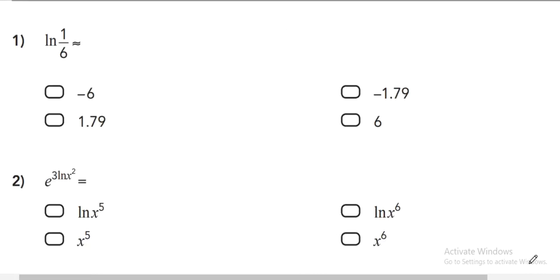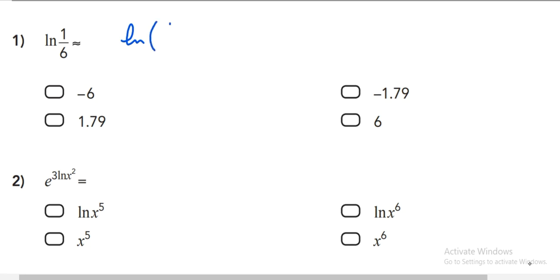Question 1. ln(1/6) equals. Here we can see that it's a direct question in which we can use a calculator to find the value of this expression directly.